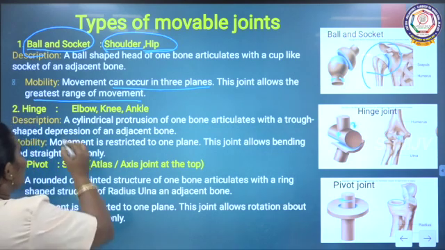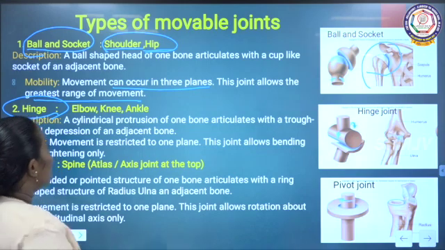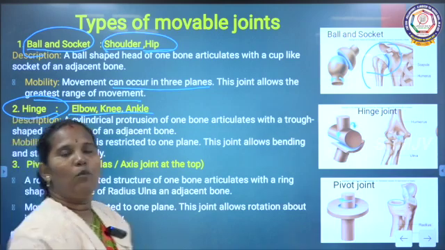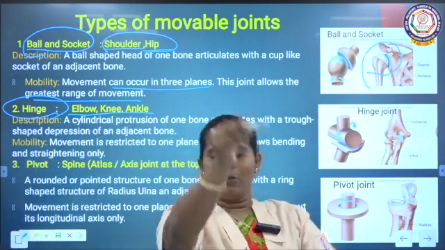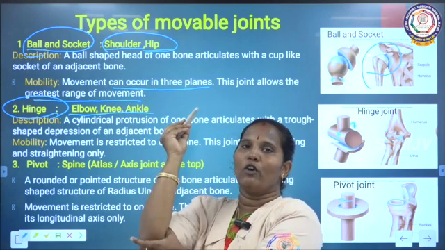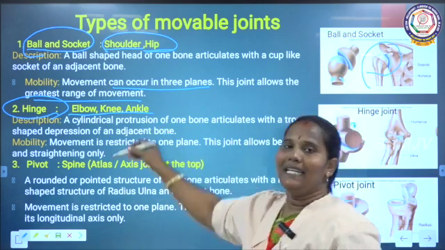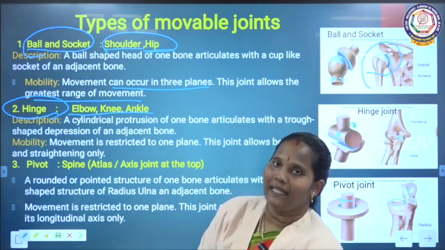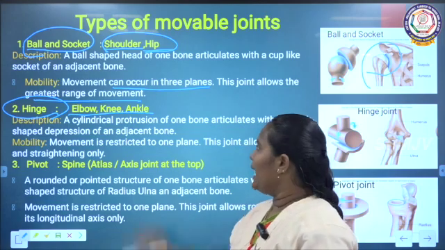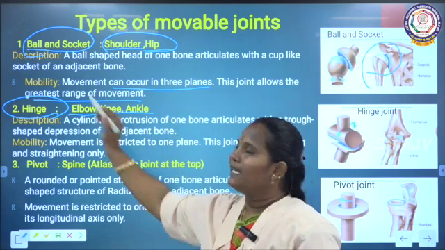Next, second one is the hinge joint. Hinge joint means examples like elbow, knee, ankle. Elbow means the joint here in the arm. It is the elbow joint. And then the next one is the knee, where the two leg bones are attached. And then the ankle. So these 3 parts have this hinge joint.